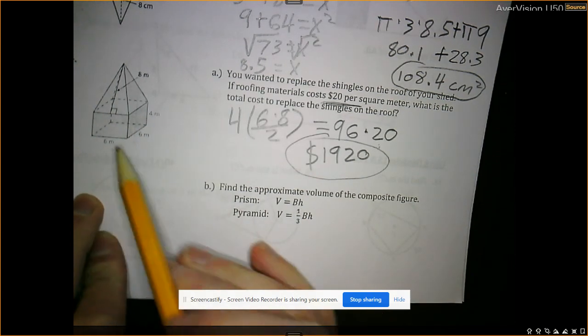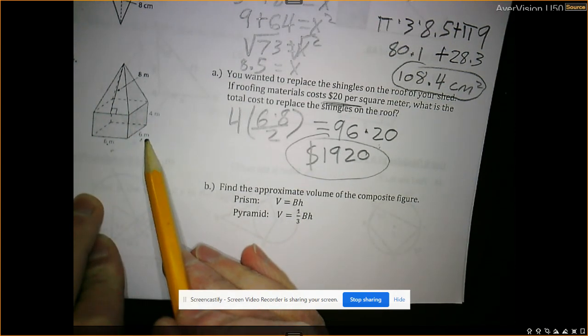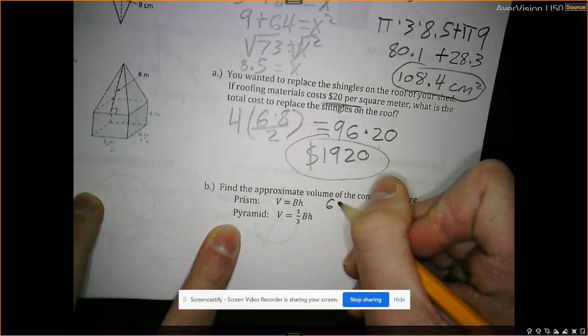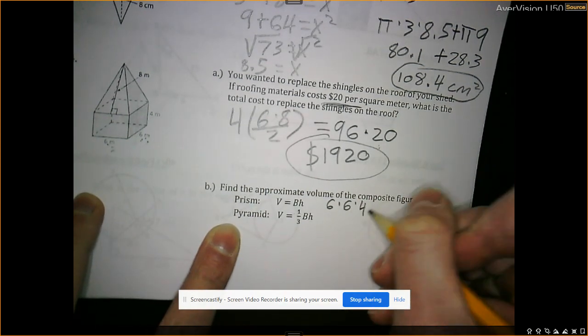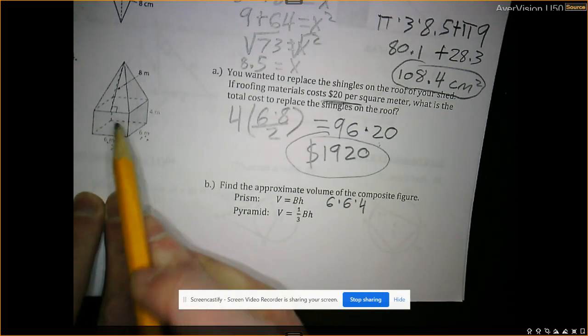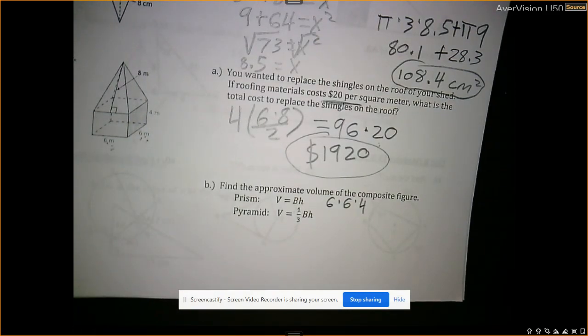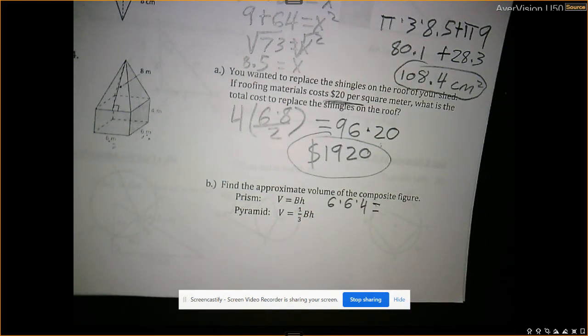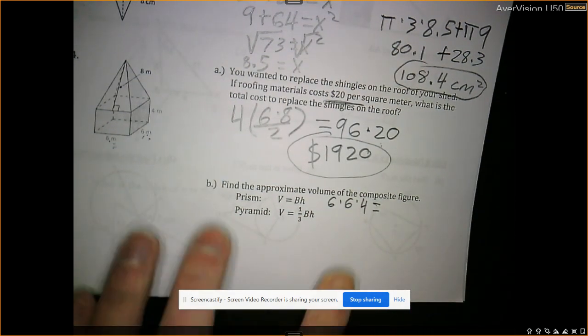Volume they say is base times height. Well, our base is 6 by 6, so it's 6 times 6 times 4. On top it's a pyramid, the bottom is a prism. Yep. So the prism is 6 by 6 by 4. 6 times 6 is 36. 36 times 4 is 144.